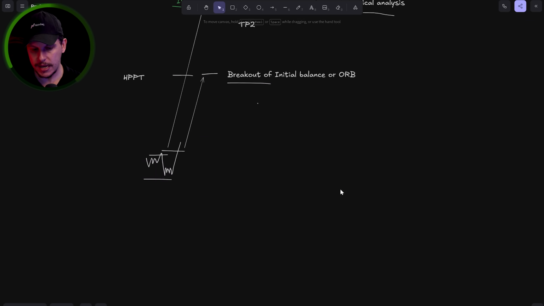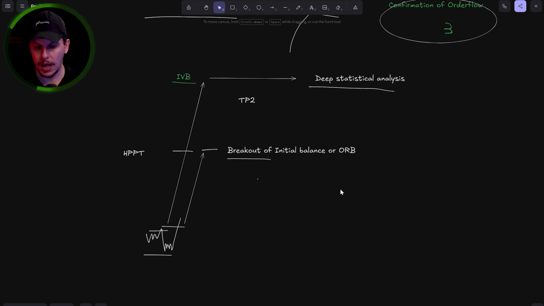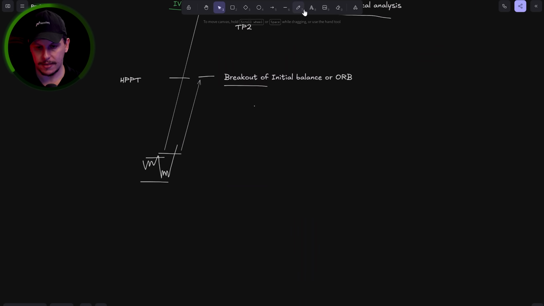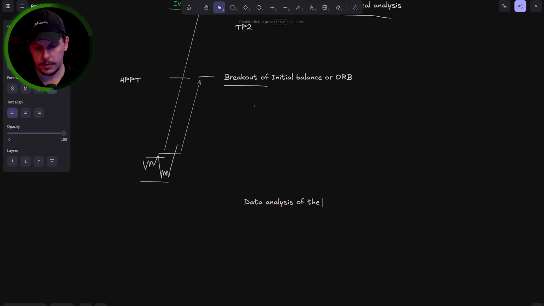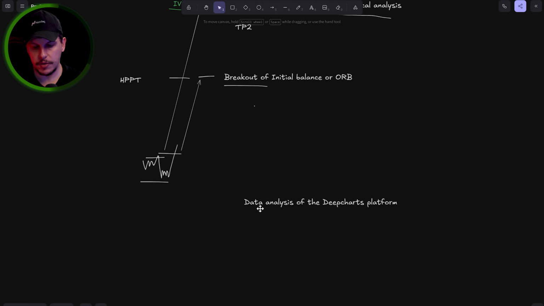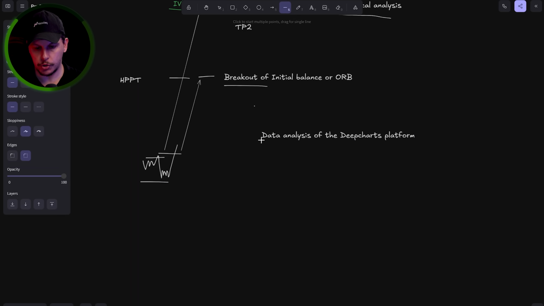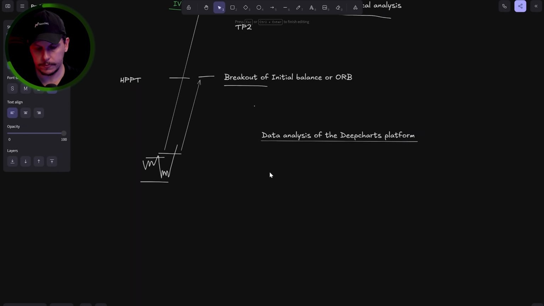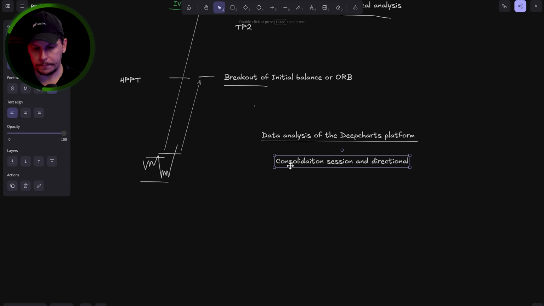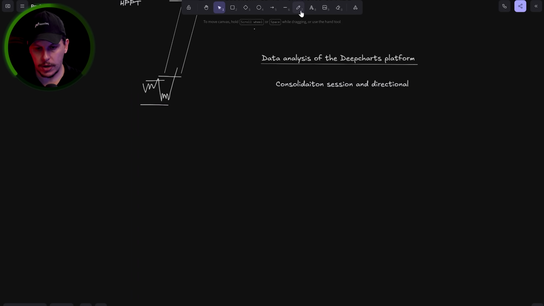And points 2 and 3 can add more value because you are more precise and you have a better entry area and confirmation than the simple ORB model. Okay, and this one is paired with a data analysis on the Deep Charts platform that is giving you the summary of the distribution between consolidation sessions and directional, okay? So when you have this, you can also understand that the opposite is true.